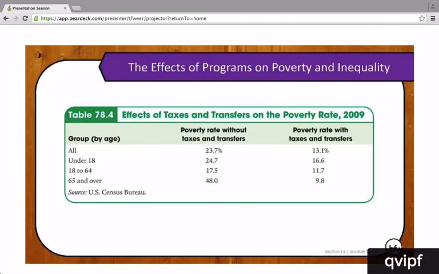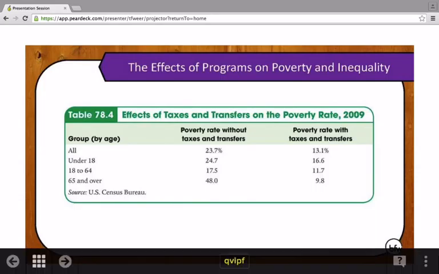Ideally, this should help to make the income distribution more equal than it would be in the absence of such a system. Have they been successful? Well, this table here shows estimates that indicate that the poverty rate for all groups would have been much higher in the absence of the progressive taxes and transfers in the U.S. Notice it particularly helped the elderly, who would have had a poverty rate of 48% without these programs and one of only 9.8% with these programs.